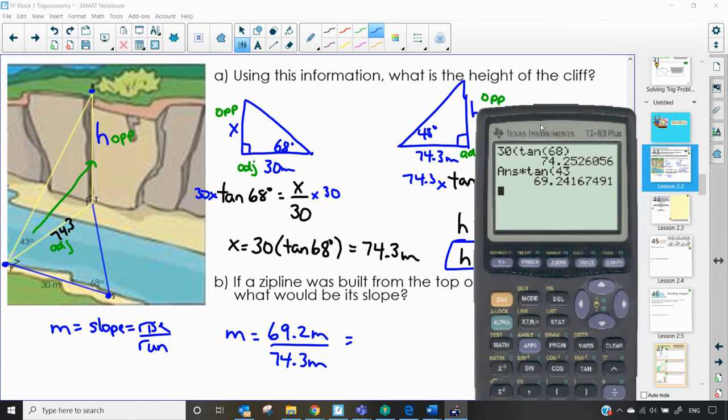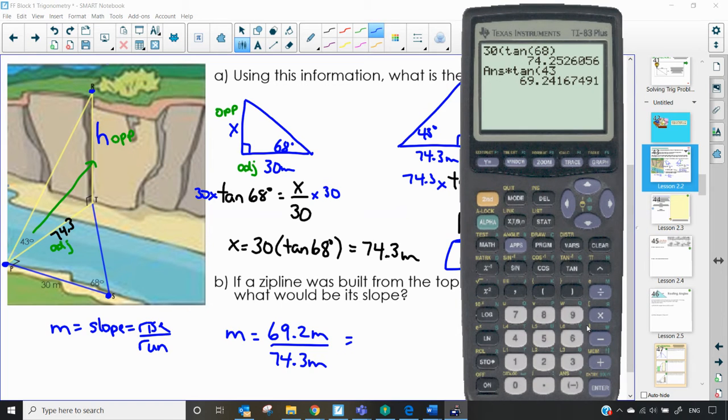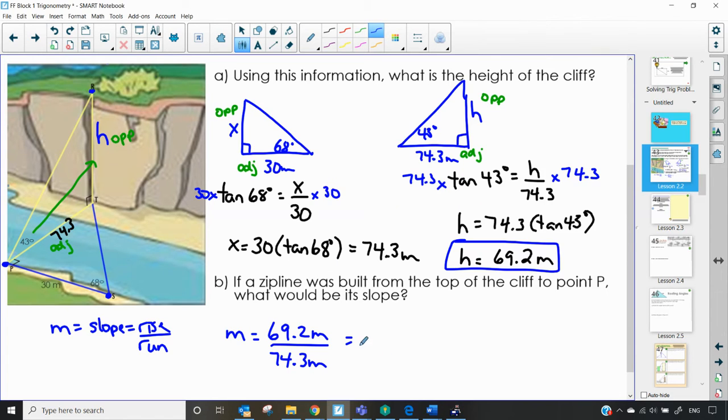Now I'll show you the difference here. Sometimes rounding doesn't make a difference. So for example, here 69.2 divided by 74.3. If I were to take 69.2416741 and divide by 74.2526056, in this case, the rounding error wasn't significant enough to cause me to have to change my answer. But if you notice, we've got 0.931 versus 0.9325. So even there is a bit of a rounding error. Because we're only rounding to the nearest hundredth, it didn't make a difference.